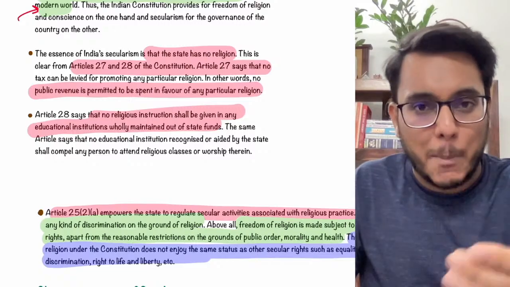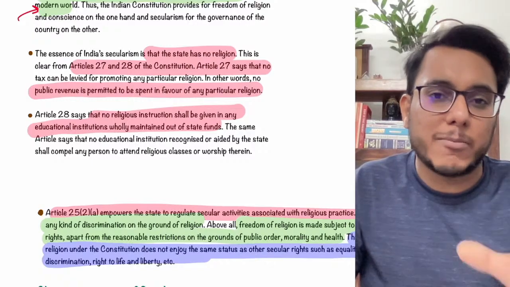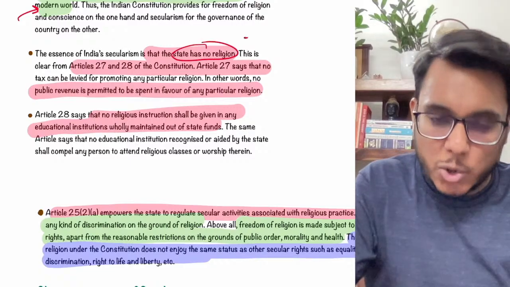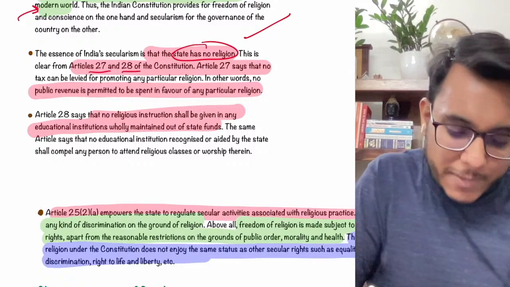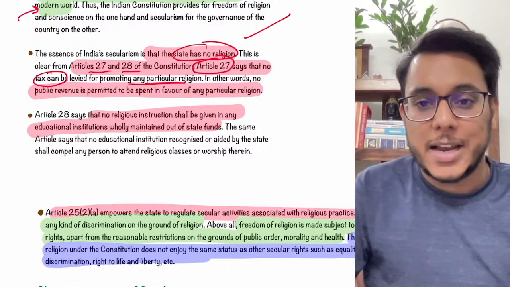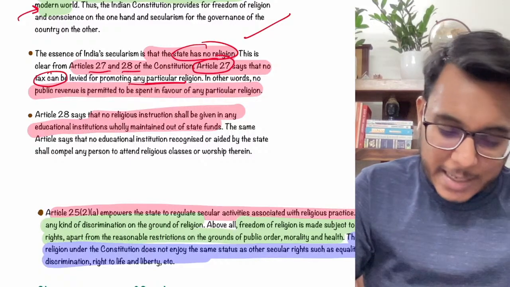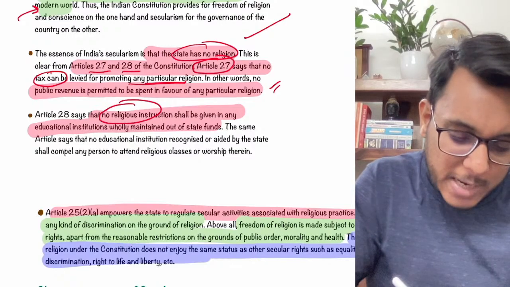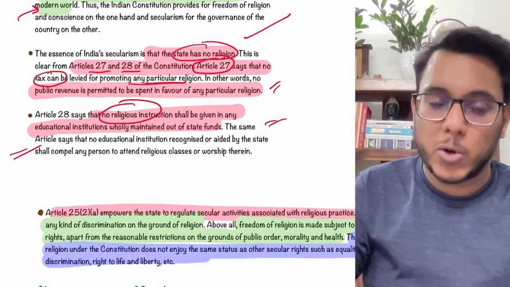Though the word secularism got mentioned in the Preamble after the 42nd Constitutional Amendment Act, secularism was reflected in our Constitution even before that. For example, the state has no religion. It shows that we are following secularism. Secondly, Article 27 and Article 28. Article 27 says that no tax can be levied for promoting any one particular religion. It provides that the state is not giving preference to any one religion. Is it clear? So it clearly shows that we are secular. Then Article 28 says that no religious instruction shall be given in any educational institution maintained out of state funds. So it also shows that we are following secularism.